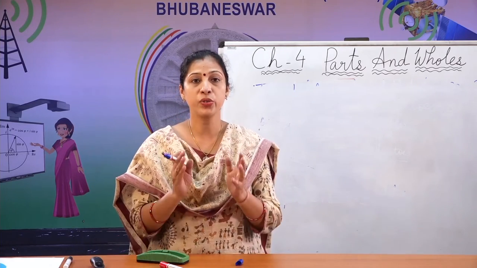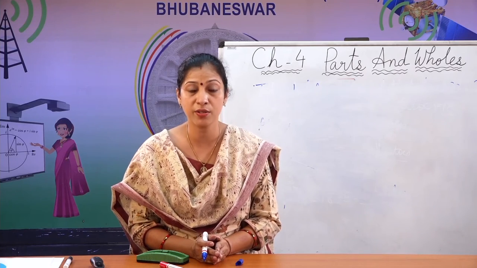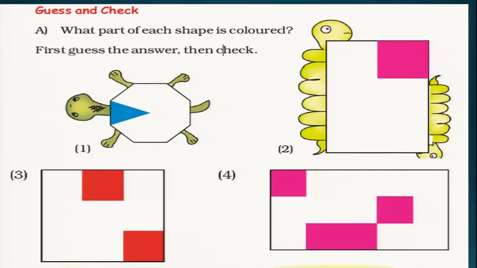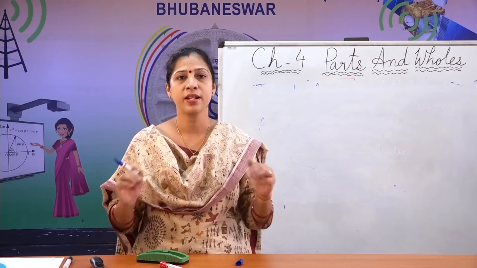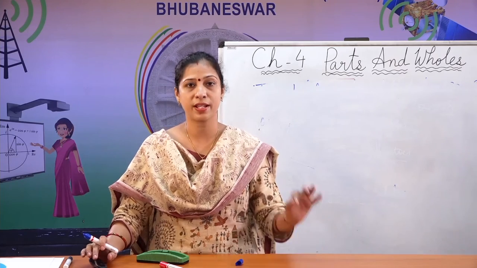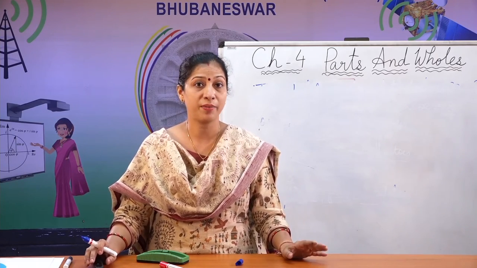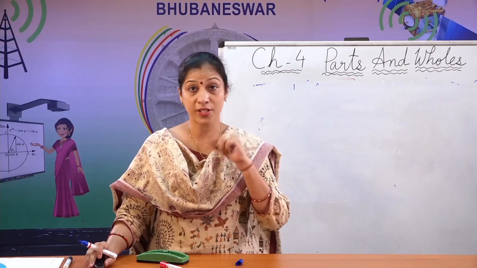Now children, to do this, first we have to find out what part of each shape is colored. You have to guess first, then you have to check your answer. In this type of question, you have to always divide the whole thing into equal parts. Then only can we understand how many parts are colored and how many are not colored. So the first one, the one which is a tortoise, I am doing that, and you also start guessing about the other shapes.